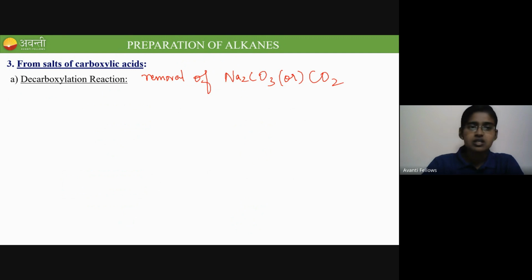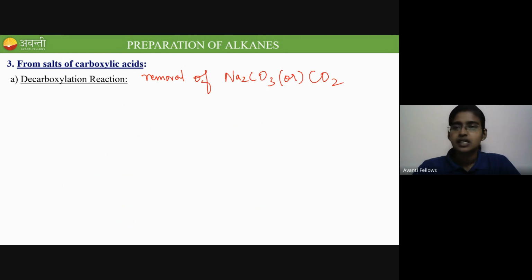Okay. So now we are going to take the salt of carboxylic acid. Before moving on to the salt, we should know what a carboxylic acid is, right? So can anyone give me the formula for carboxylic acid? Just the general formula. You don't have to give any examples. Just give me the general formula for carboxylic acid. In the last lesson, we studied this, right?